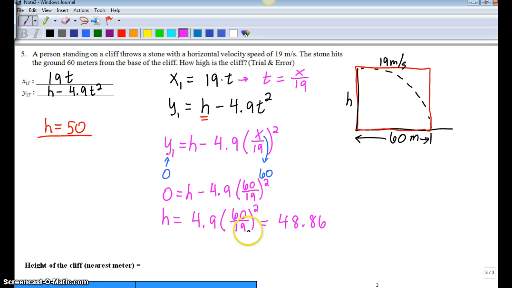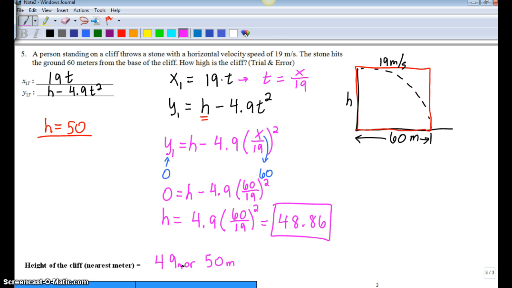which is pretty darn close to 50, but if we wanted to be exact, height of the cliff to the nearest meter, I would accept on this problem either 49 or, based on trial and error, 50. And don't forget your units.